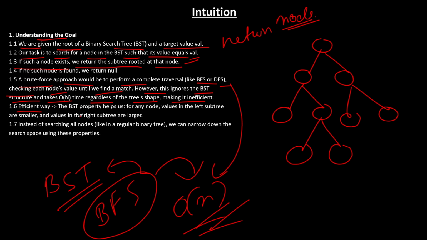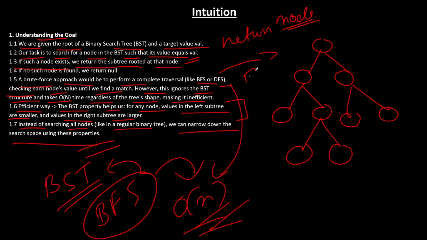So what could be the efficient way? We use the BST property. For any node, values in the left subtree are smaller, and values in the right subtree are larger. We know this, right? This will reduce the time complexity of the traversal. Instead of searching all the nodes like we do in a binary tree, we can narrow down the search using this property. As the tree given to us is a BST, we can solve it in much lesser time complexity.